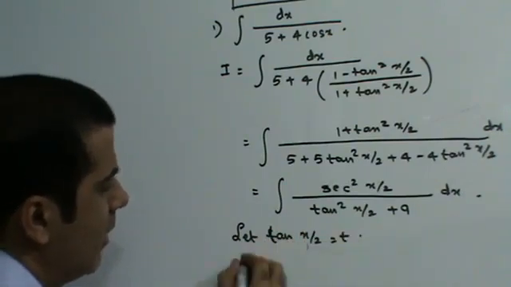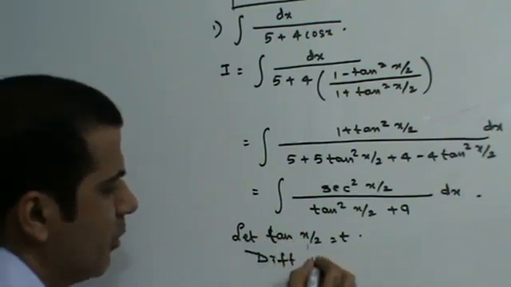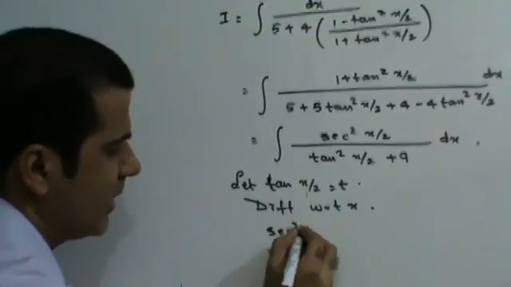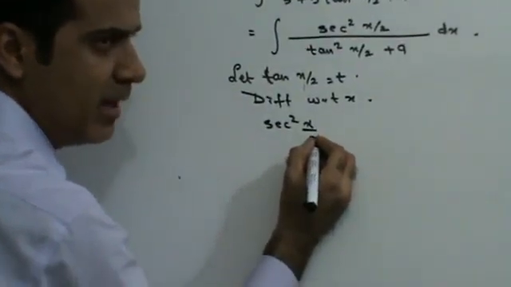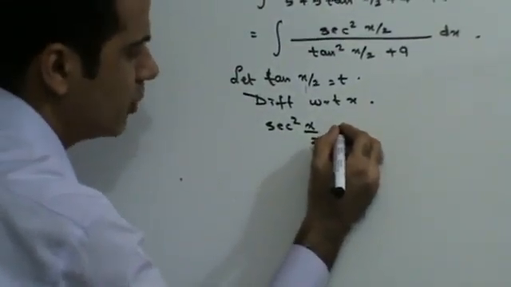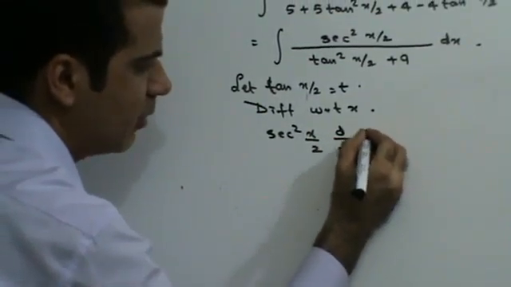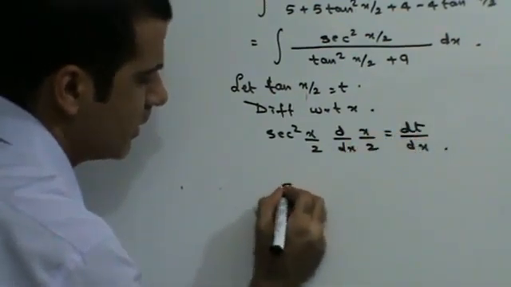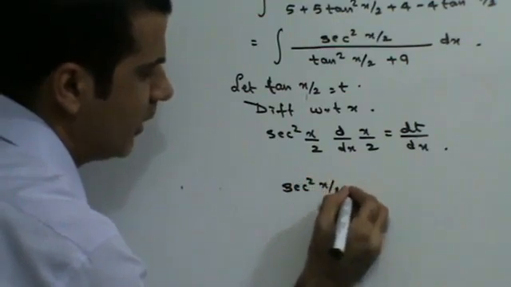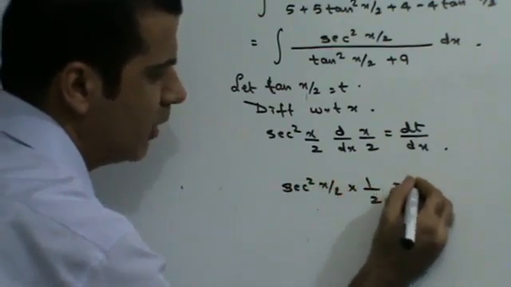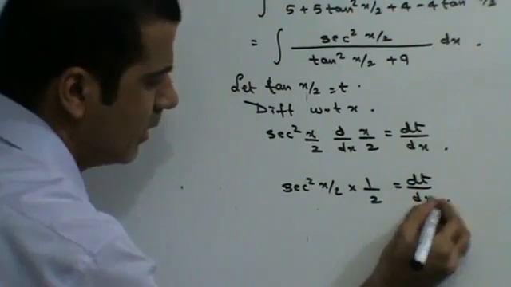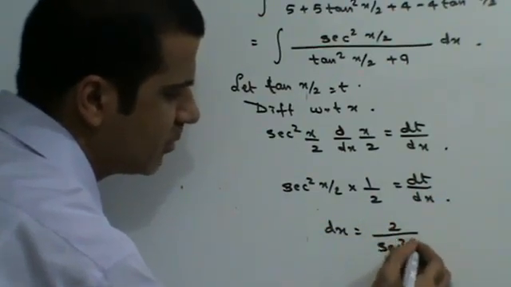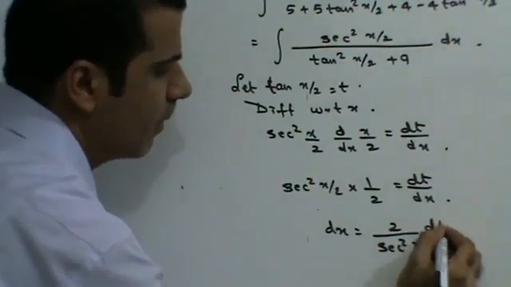Let tan x by 2 be equal to t. Differentiate with respect to x. d by dx of tan u is sec square u d by dx of u. So that is going to be d by dx of x by 2 is dt by dx. This is nothing but sec square x by 2 into 1 by 2 is dt by dx. This can be written as dx is 2 upon sec square x by 2 dt.